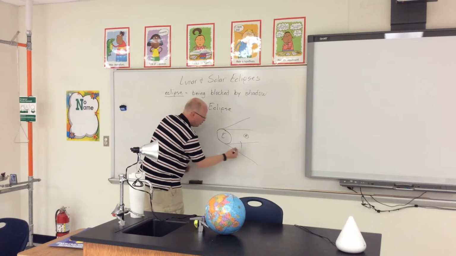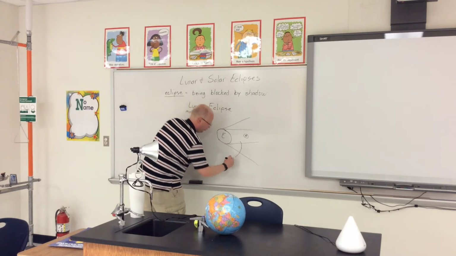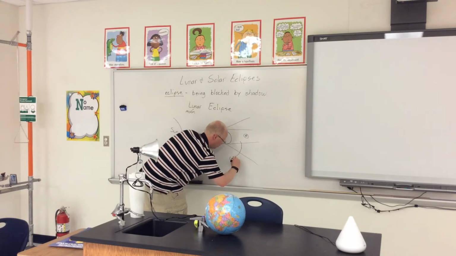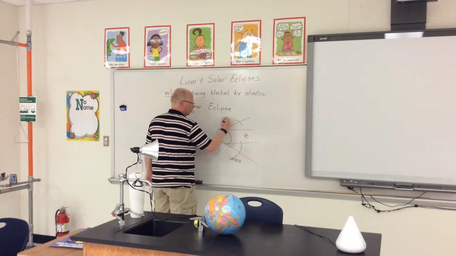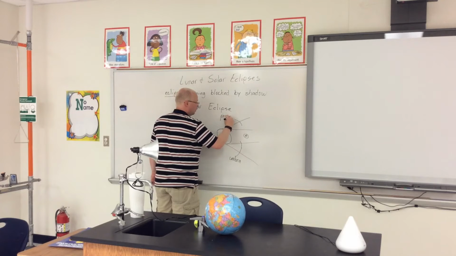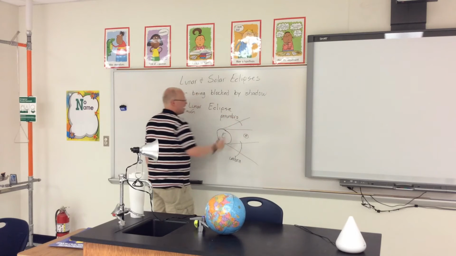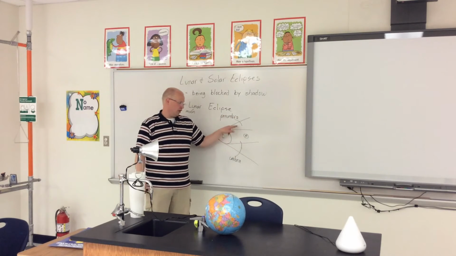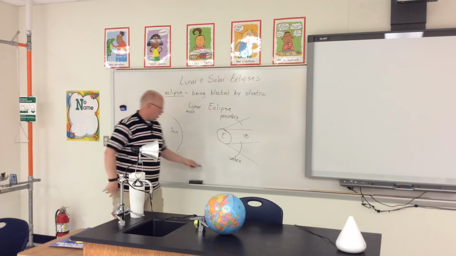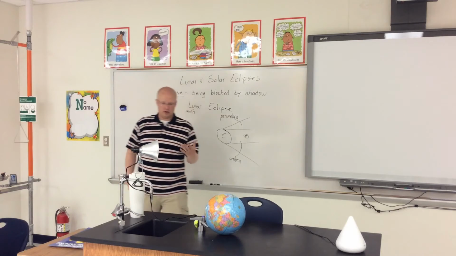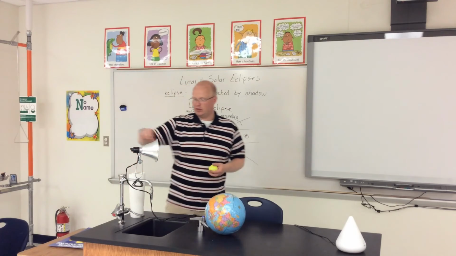And so while the moon is traveling around the Earth, when it passes through the partial shadow, the penumbra, you'll see a partial lunar eclipse. Now, I'm going to turn the lights off, and you can kind of see how the umbra and the penumbra work. Okay? Turn the sun back on.